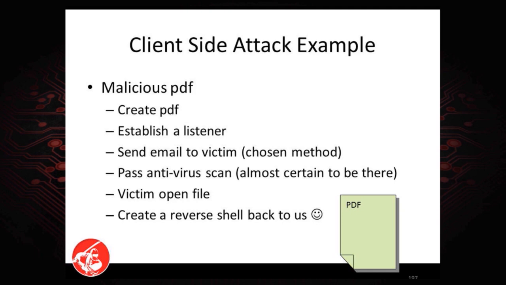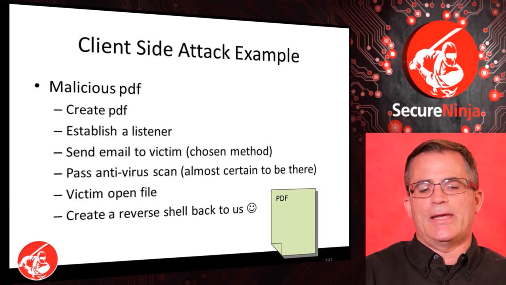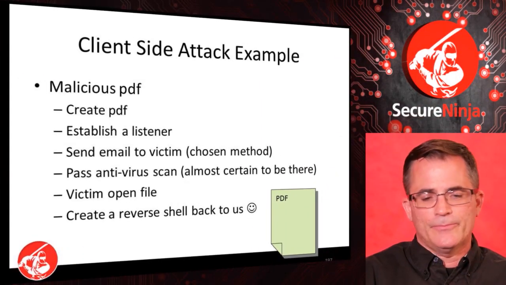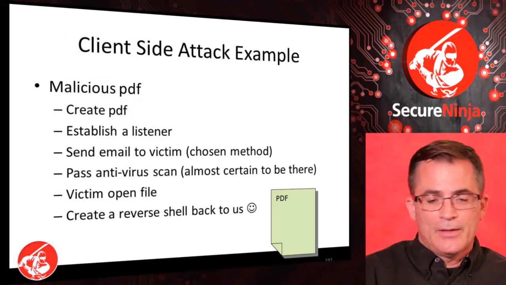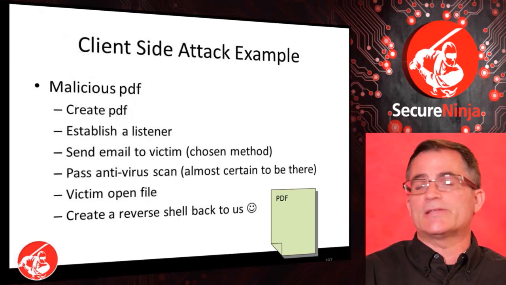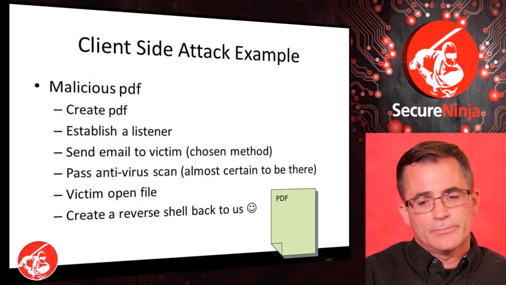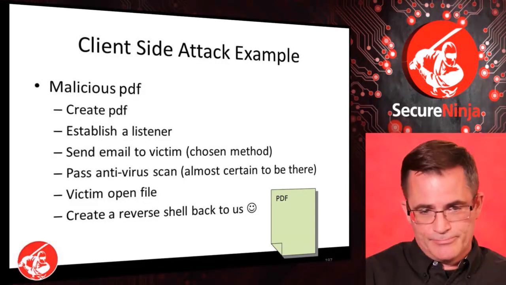One of the most popular ones to do is create a PDF file. And in that PDF file, you put a listener and set up an exploit. You send an email to the victim. It passes the antivirus scan, because more than likely it's there, because it's a PDF file. Victim opens the file and creates a reverse shell back to us. We actually do demonstrations of this.